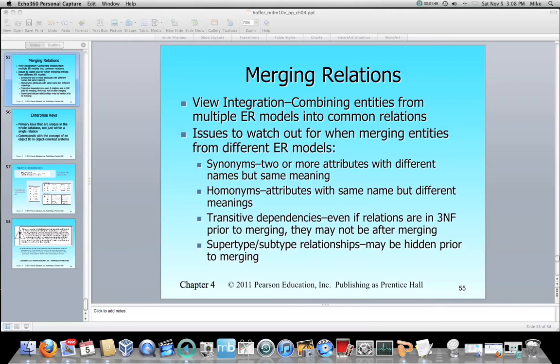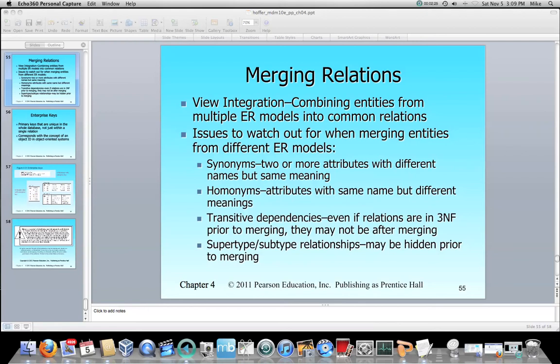There are things we need to watch out for when we're merging entities from different ER models. For instance, the naming. Most of it has to do with naming. So if we talk about synonyms, we could have two or more attributes, where the accounting department named it one thing, the shipping department named it something else. So they have two different names, but they both actually have the same data in them. So when we're analyzing the data, we need to look for that.